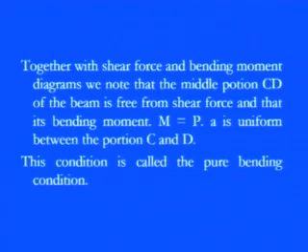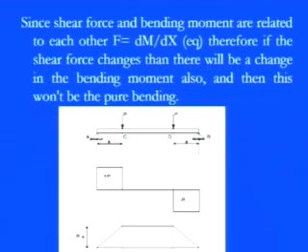portion CD of the beam is free from shear force, and the bending moment, which is the load times the distance at which the load is acting, P into A, is always uniform between these two particular sections. That is why we always say that whenever pure bending is there, it gives you a bending moment which is applied to both of the sections.